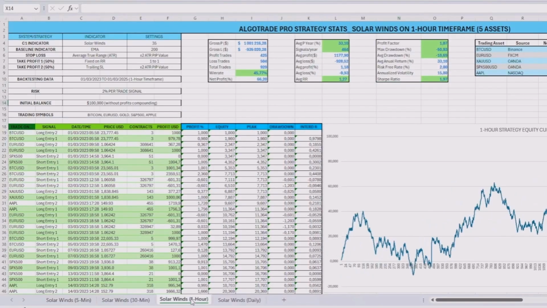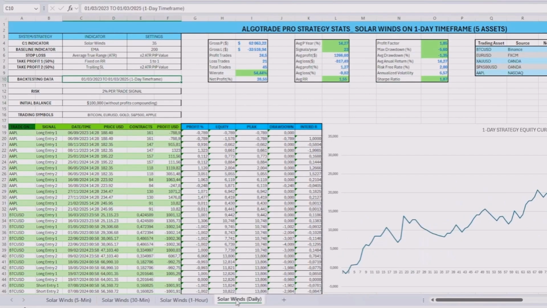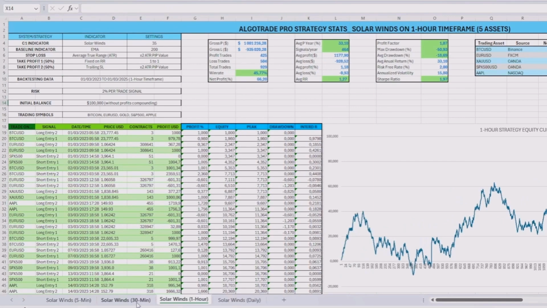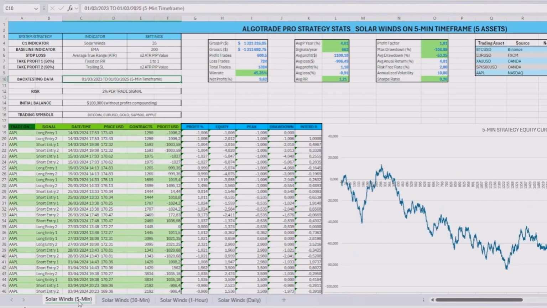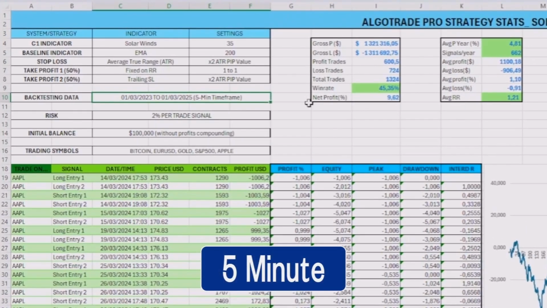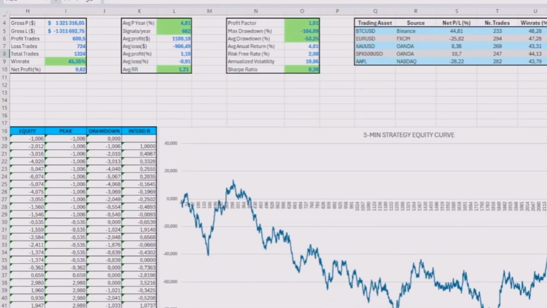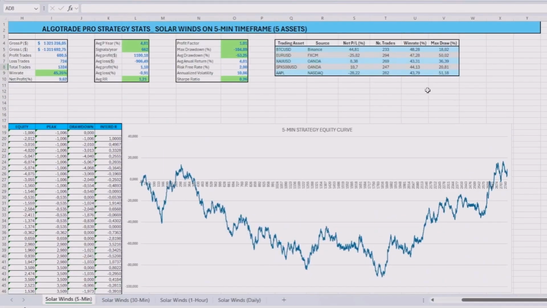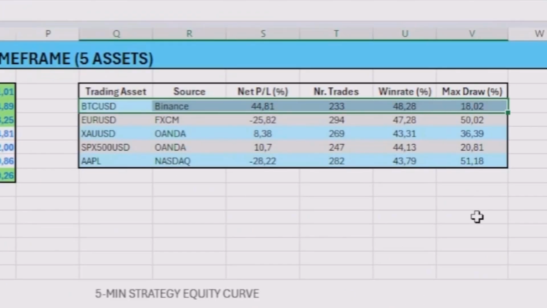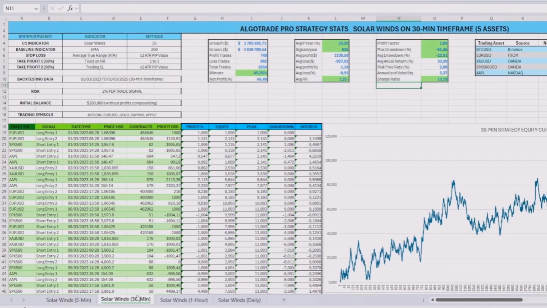After analyzing close to 4,000 trades, the SolarWinds indicator showed positive results across all 4 timeframes. On the 5-minute one, the strategy had a 45.35% win rate with a small 9% profit. The equity curve was weak and unstable, with Bitcoin being the only asset to show decent performance for scalping.